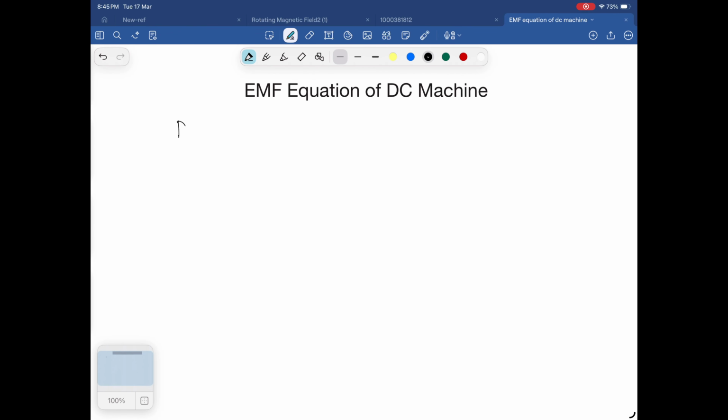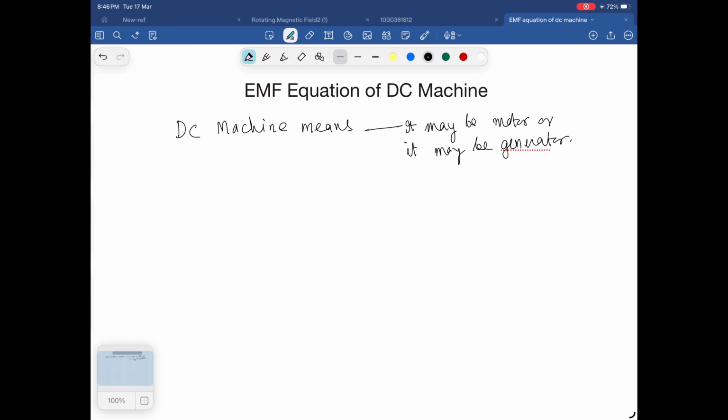Today we will derive the EMF equation of a DC machine. Now, what is a DC machine? A machine that operates on DC, right? In a DC machine, we can classify it as a motor and a generator. So, it may be a motor, it may be a generator. Remember that a generator is generating and a motor is consuming power. And the construction of motor and generator is the same.